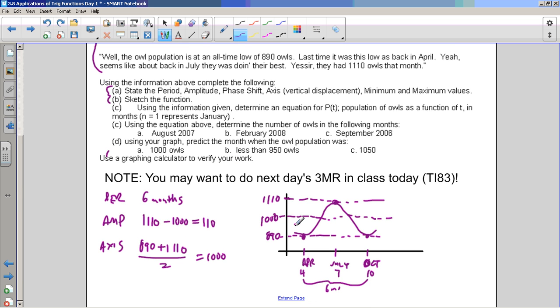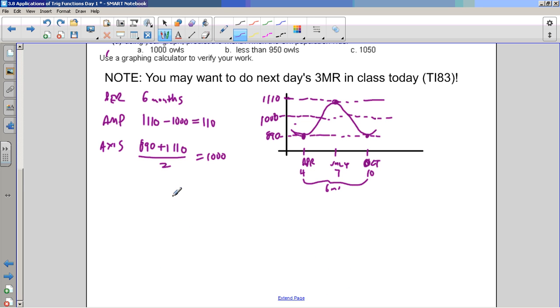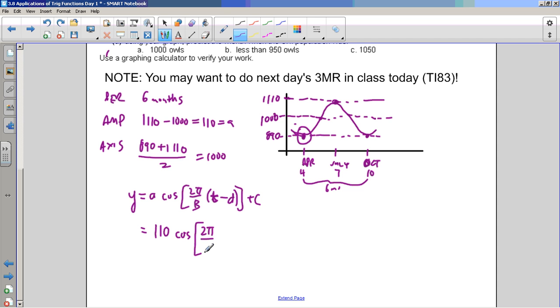Can we do that? We need a phase shift, right? We've got a phase shift to 4 months, so we'll have to be aware of that. Certainly, I could use a sine graph, but I'm going to use a flipped cosine graph because it starts at its minimum. I could do a cosine graph that starts at its maximum and use a phase shift of 7, but I'm just going to write a cosine graph. Since there's no pi's along here, I'm going to have this application. They said t, right? Time is t, minus d plus c, and then I can fill in these. The period is 6, so big B is 6. The amplitude, this is A, which is 110. The phase shift, to get to a starting value of 4, I could write t minus 4, and up 1,000 owls.